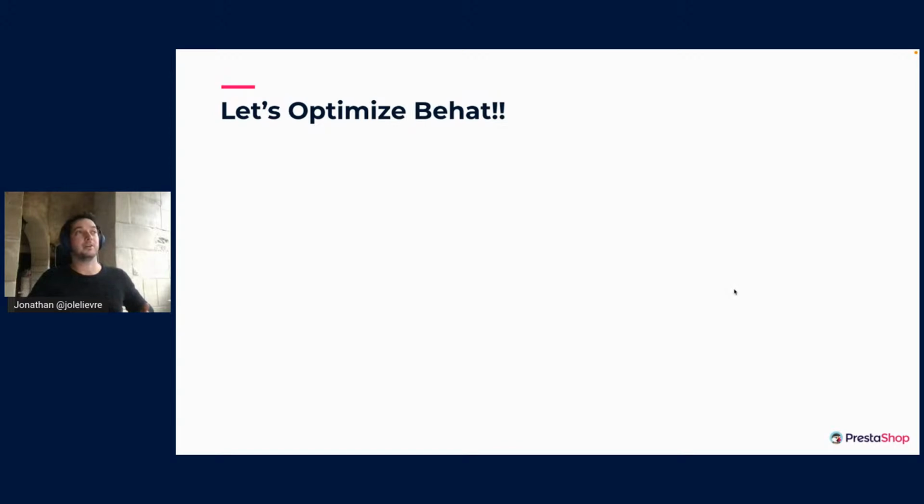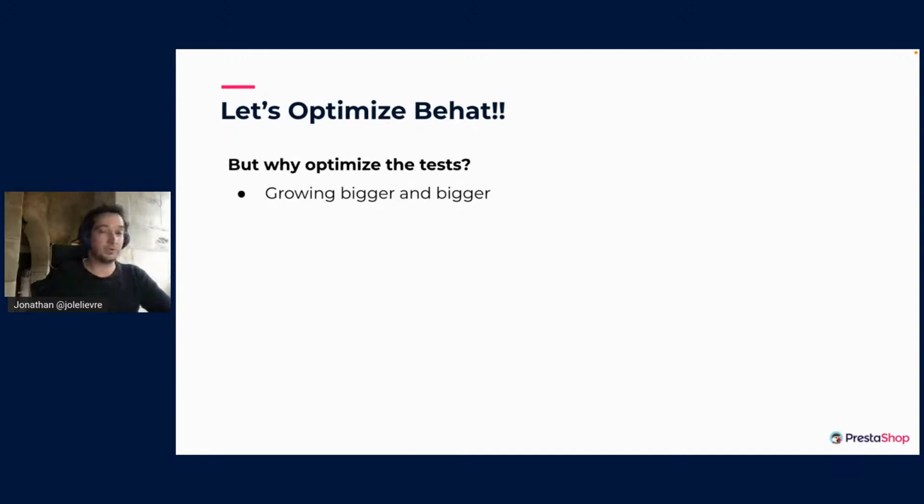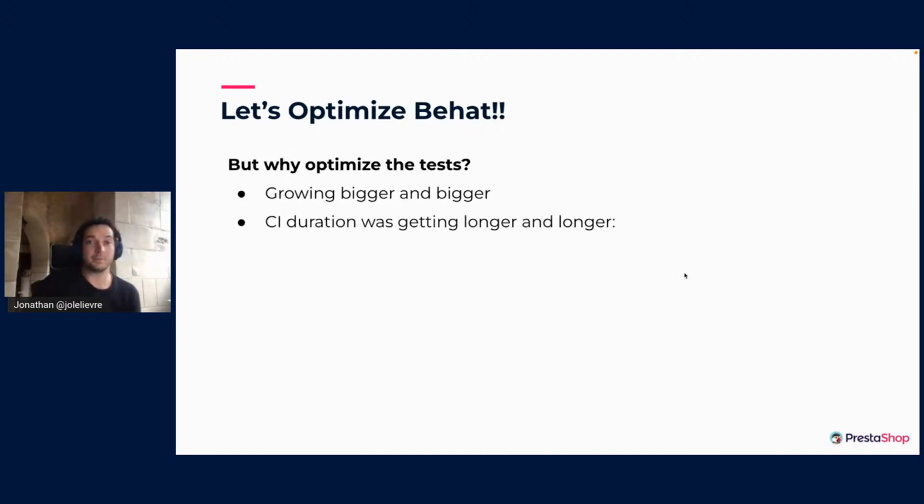So we have a lot of Behat tests in PrestaShop. So one could argue, why do you need to optimize it? Why don't you optimize your code first? Which is relevant, but the thing is that we rely a lot on our Behat tests to validate all the code that we are producing. So they are growing bigger and bigger, and it was getting really, really long to execute the whole CI that is launched for each PR in GitHub.